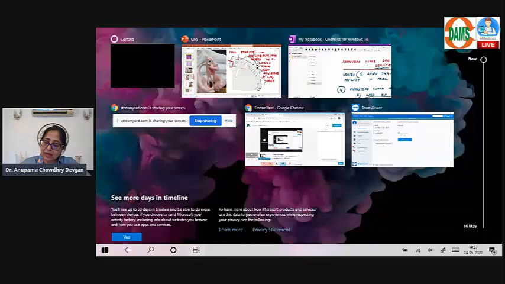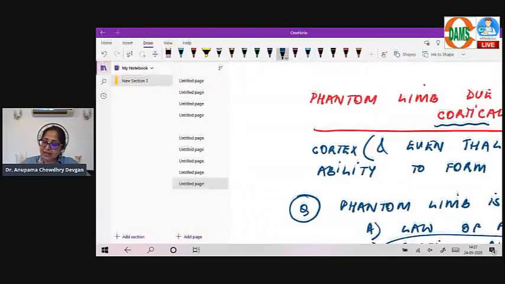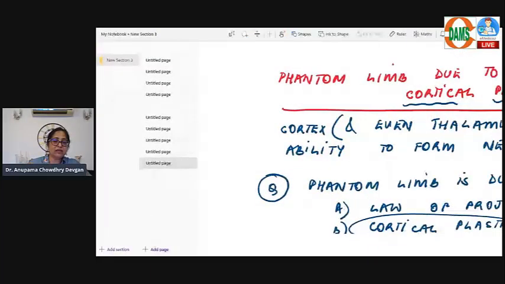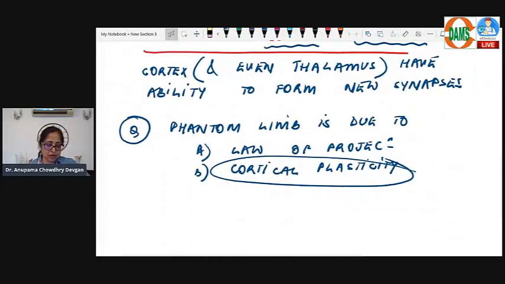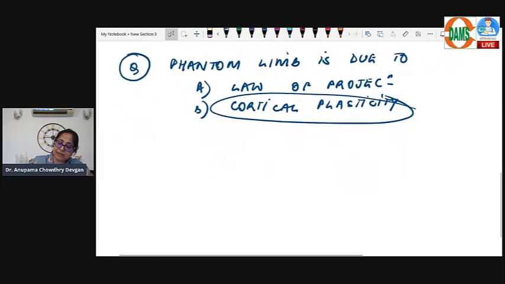So let's have a look at the question which I was asking you: what is phantom limb due to? If you are given both the options, is it due to law of projection or is it due to cortical plasticity? The answer is cortical plasticity. Yes, Trishit Saha, synapses will form in the cortex. That is by cortical plasticity. So this is as far as the law of projection is concerned.